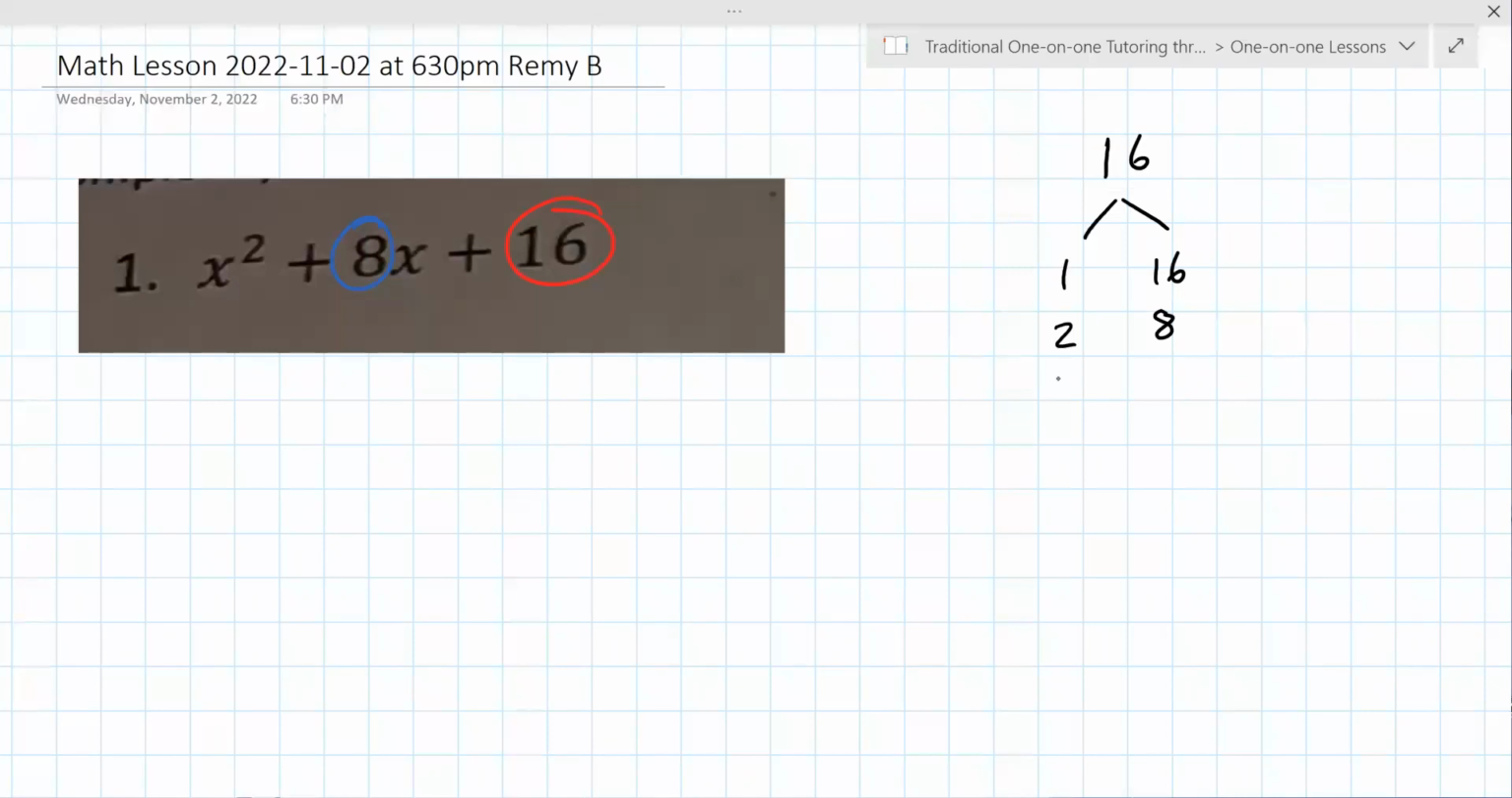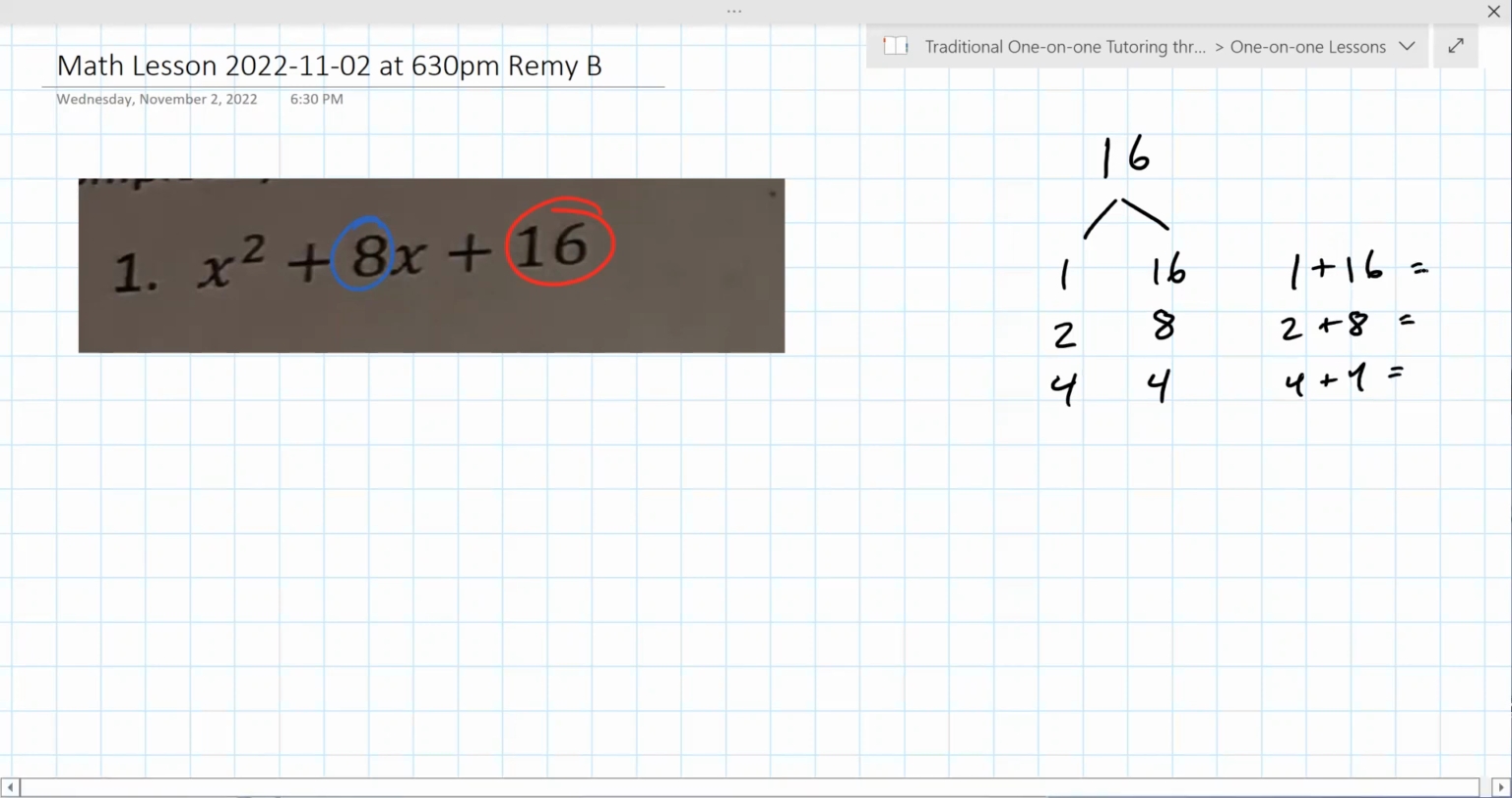Okay, so it's a little bit guess and check here, but these are the possibilities. Do any of these work? Do any of these add up to 8? Like 1 plus 16, 2 plus 8? Which one? Like the ones that factor from 16. Which of these pairs add up to 8? 4 and 4.